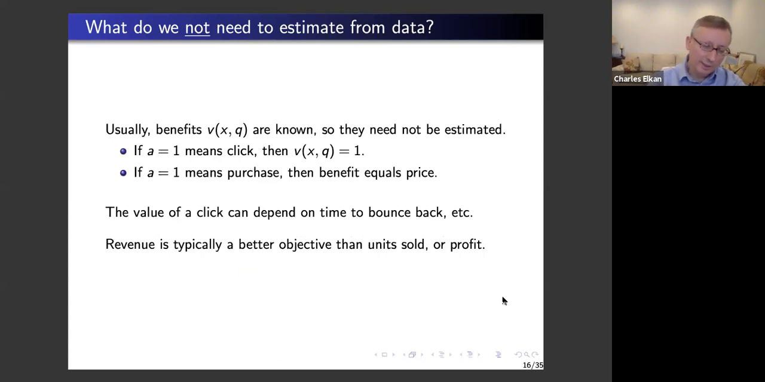If we want to, we can make different clicks have different values. A click where the user bounces back very quickly has a lot less value than a click where the user spends a long time reading whatever they clicked to. And for e-commerce, I won't go into it now, but in general, revenue is a better objective than units sold and a better objective than profit. If the action A equals 1 means purchase, and the benefit of every purchase is the same, then what we would be maximizing is the number of units sold. And that's not really a good thing to maximize. It's much better to maximize revenue.